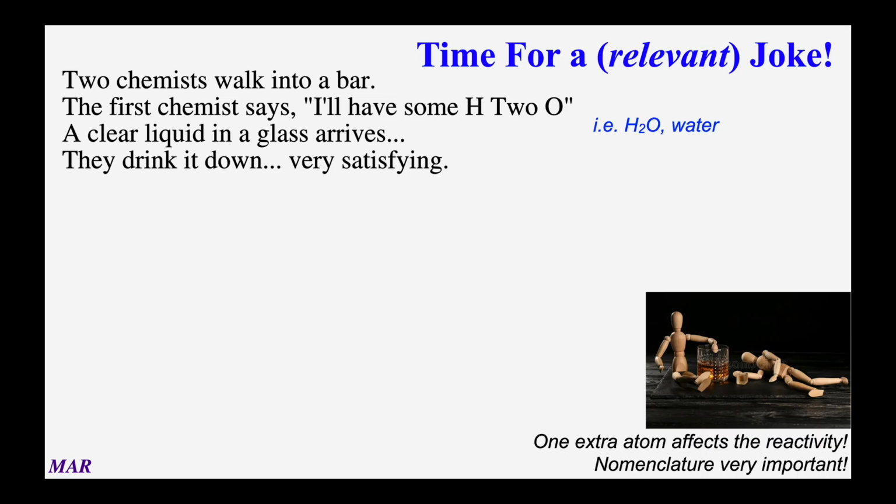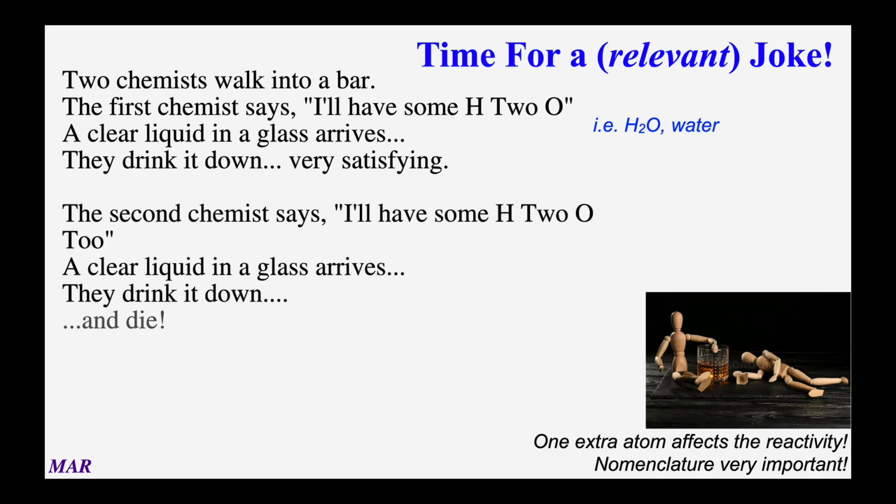But first, let's have a relevant joke. Anyway, bear with me. Two chemists walk into the bar, and the first chemist says, "I'll have some H2O." And if you don't know already, H2O is the symbol for water. So the bartender gives them a clear liquid in a glass, and they drink it down. Good old cold water sounds awesome. No problem. The second chemist looks at that and goes, "Boy, that looks pretty good. I'll have some H2O too." Now, there's a play on words here, of course, TOO versus TWO. But anyway, a clear liquid in a glass arrives from the bartender. They drink it down and die.